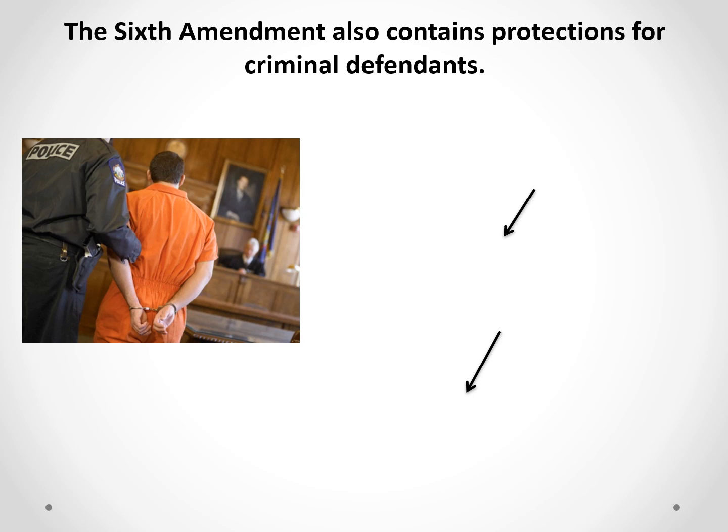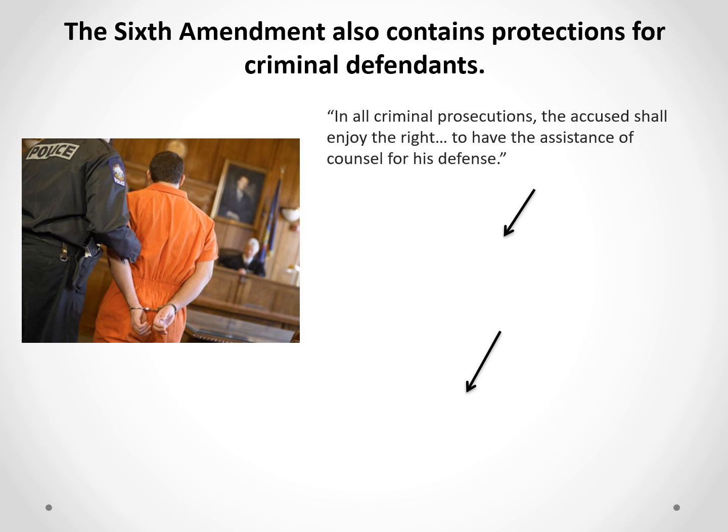Let's move on to the 6th Amendment. 6th Amendment also contains protections for criminal defendants. The relevant portion of the 6th Amendment says that in all criminal prosecutions, the accused shall enjoy the right to have the assistance of counsel for his defense. So this is the right to an attorney. Notice that the Constitution does not mention who pays for the attorney. So under the original meaning of the Constitution, there was no question that if you wanted to bring an attorney, you would have to pay for that attorney, right?